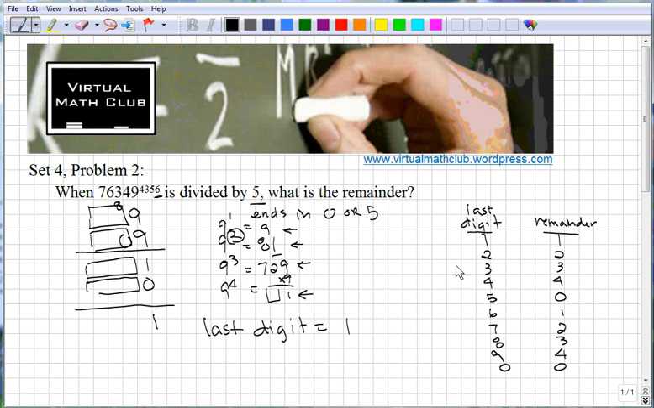And we already said that if we have a number ending in 1 and we divide it by 5, we figure out how many times 5 gives you something ending in 0, and then we'll have 1 left over. So the remainder is 1. Okay? That was a tough one, but if you learn these tricks, you'll be amazed at what you can do.